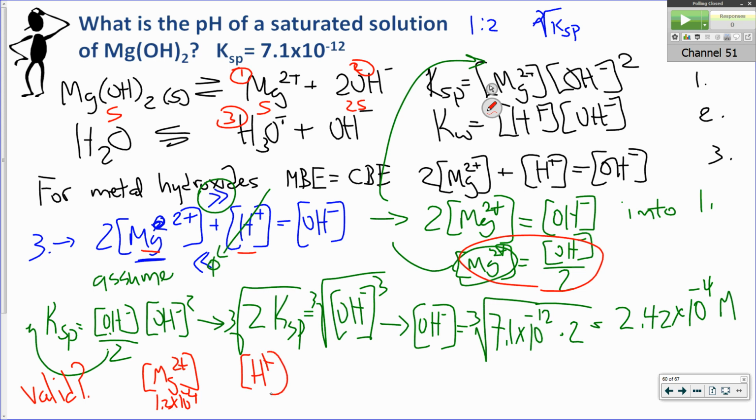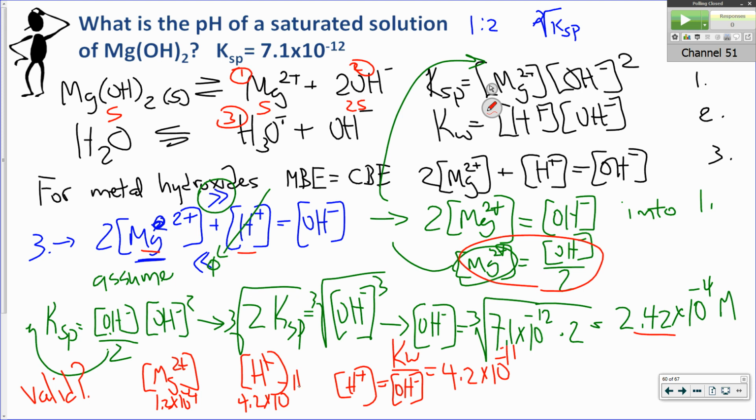Well, what is the H plus? Well, the H plus, if I know that hydroxide is 2.42 times 10 to the minus fourth, I can solve the KW expression. Find out what the H plus is, and it's 4.2 times 10 to the minus 11th. So 4.2 times 10 to the minus 11th.